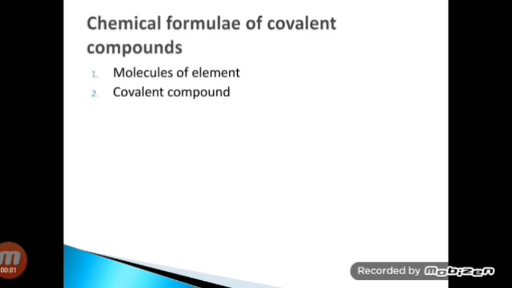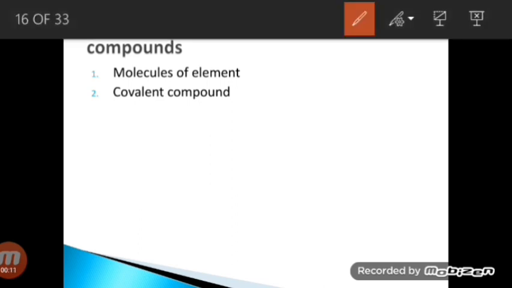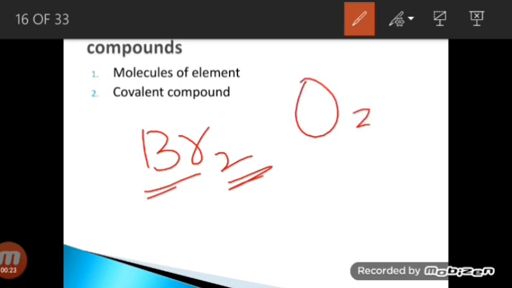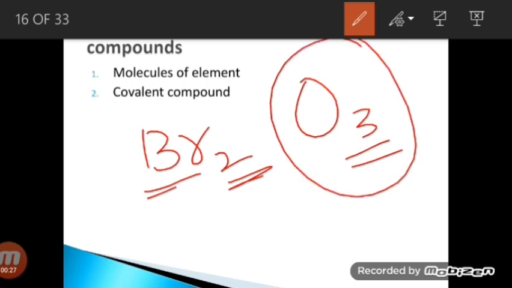How can we write the formula of covalent compounds? To write the chemical formula of a diatomic molecule, we simply add a subscript 2 after the chemical symbol of the element. Let's suppose bromine, this is its symbol Br. So after writing the symbol, we just put subscript 2 over here. In case of a triatomic molecule, again, we just put a subscript after writing the symbol, such as ozone. This is the chemical formula of ozone, which is also a covalent compound. We just put 3 as the subscript at the end.